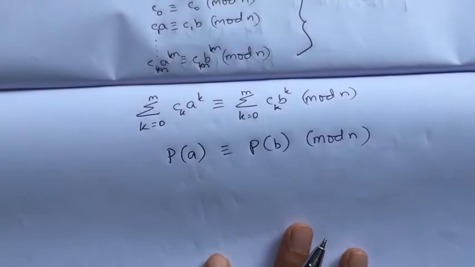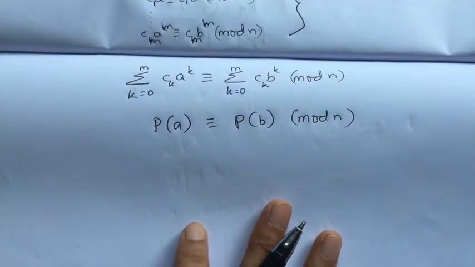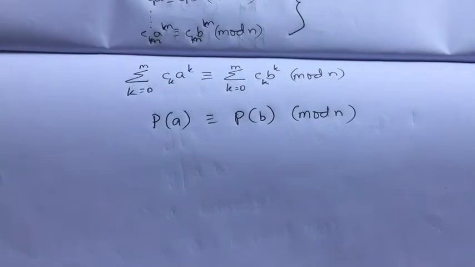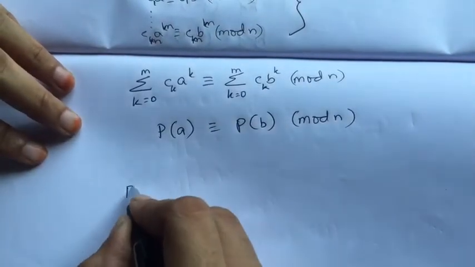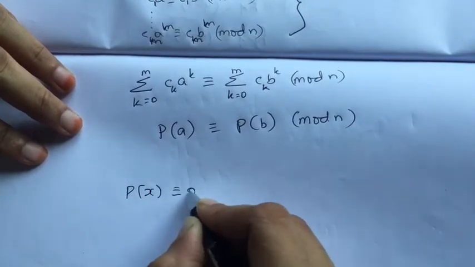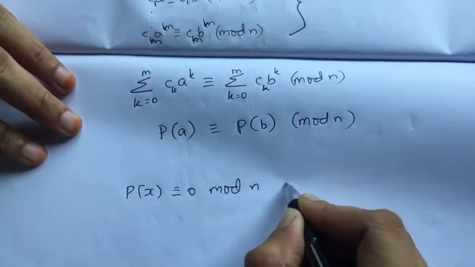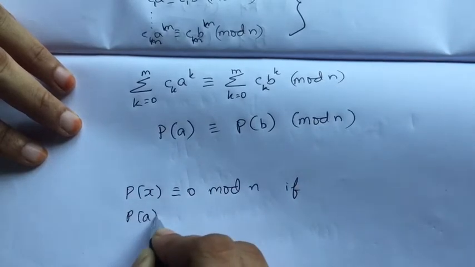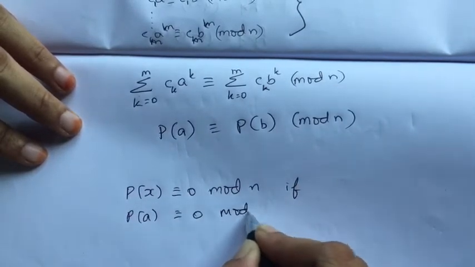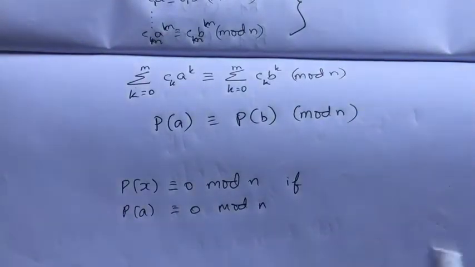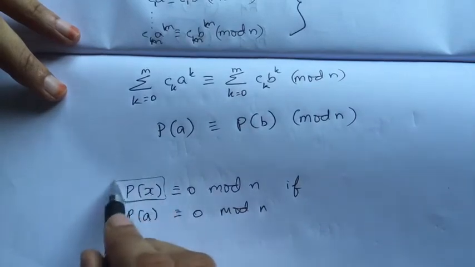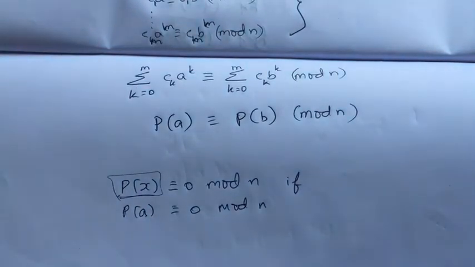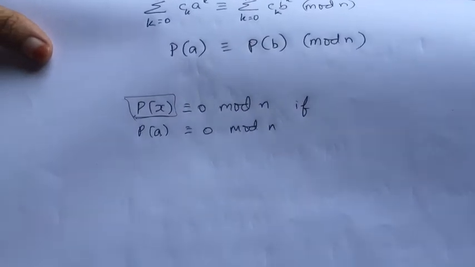Note that if p of x is a polynomial with integral coefficients, we say that a is a solution of the congruence, that is p of x is congruent to 0 mod n, if p of a is congruent to 0 mod n. Then only we say that a is a solution of this polynomial function. Okay, let us take one more theorem.